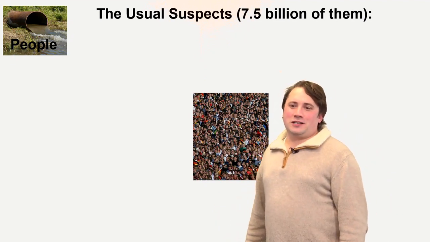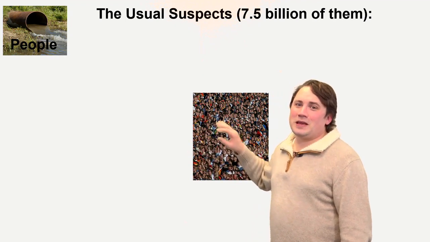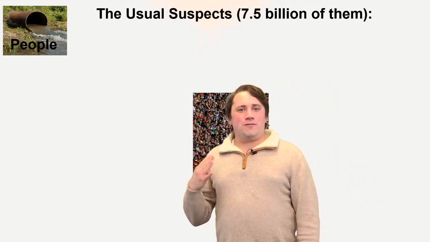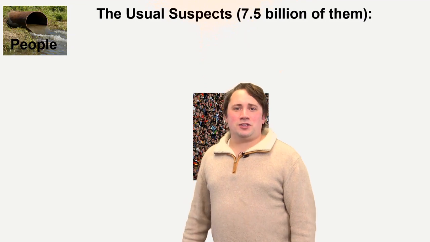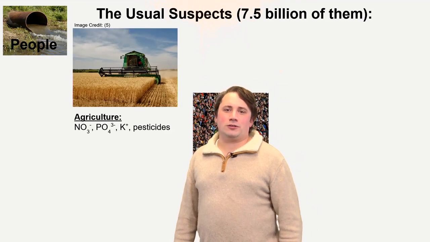And so I just want to touch a little bit on the role that humans play in this chemistry, because we play a big role. And I want to highlight particularly 4 very important pathways by which humans alter aquatic chemistry. So let's start with agriculture.